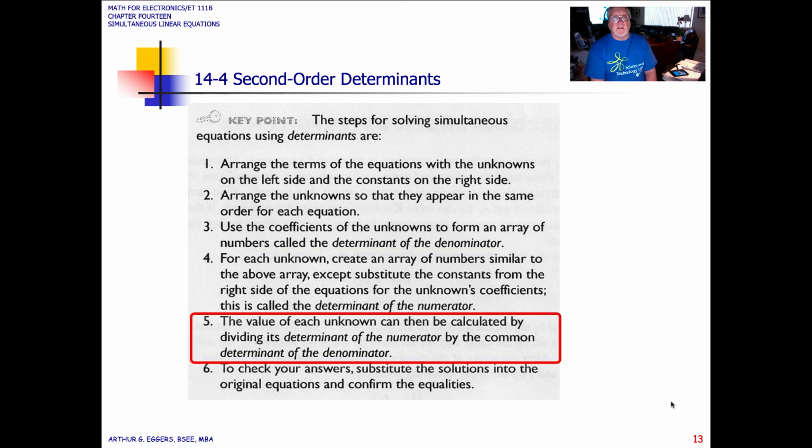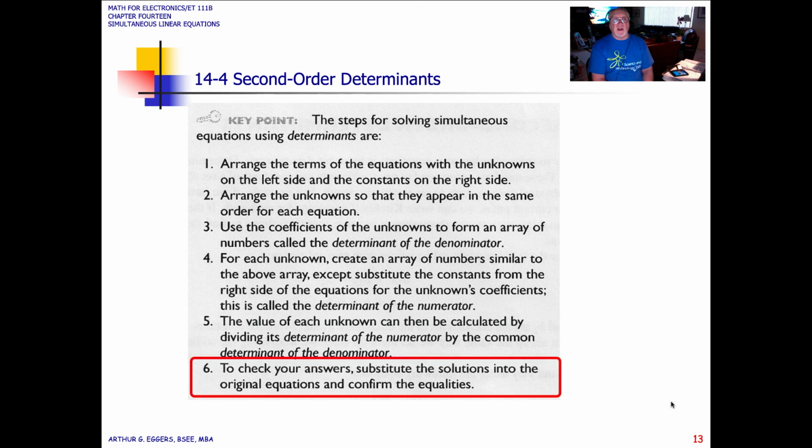Step 5, the value of each unknown can then be calculated by dividing its determinant of the numerator by the common determinant of the denominator. And then finally, check your answers and substitute the solutions into the original equations and confirm the equalities. So through use, you will get used to these steps. They're really not that difficult.